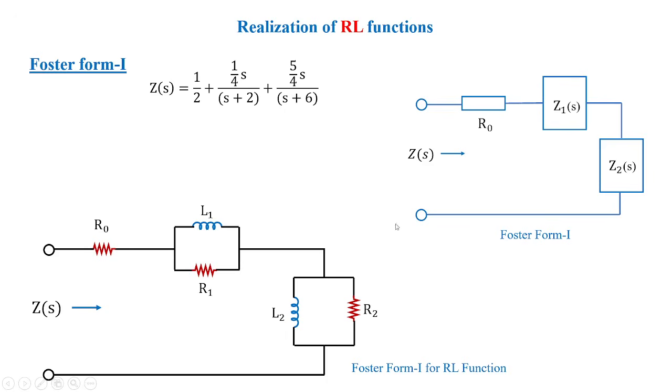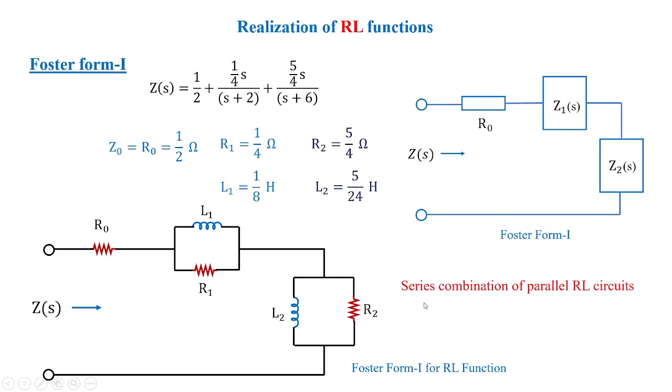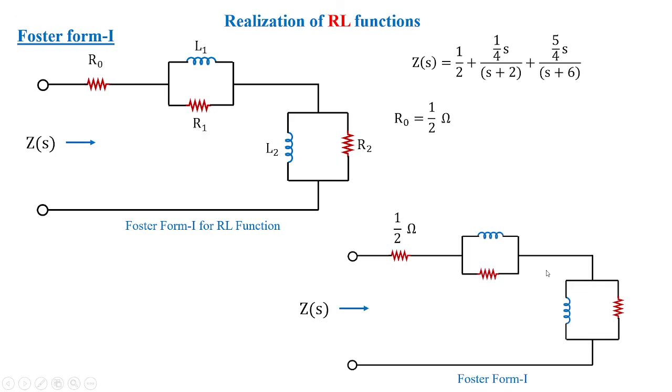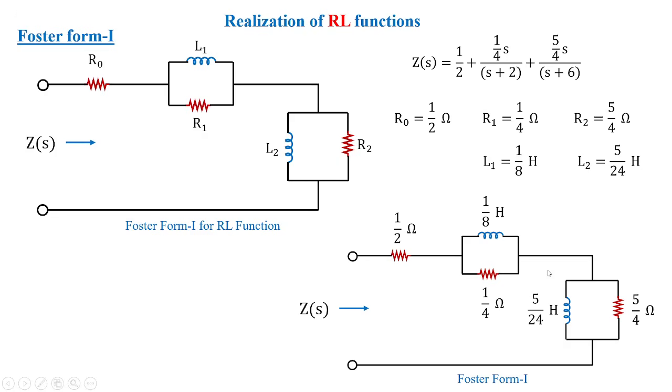Now, the Foster form representation of the RL function, you can see over here, we have R0 in series with the parallel combination of L1 R1 and in series with this, the parallel combination of R2 L2. Now we just have to substitute the values of R0, R1 L1 and R2 L2, then we are going to get the series combination of parallel RL circuits. So if we substitute the values, this is how we get the Foster form 1 of the given RL function. I hope you have understood this approach.